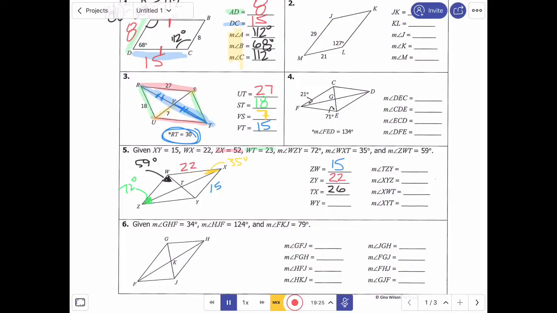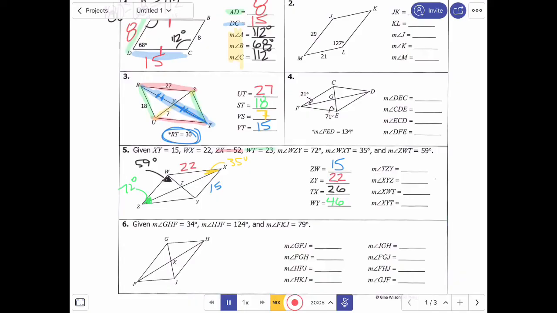With WT, however, WT is just a side of WY, but if I know that WT is congruent to TY, I'm actually going to multiply 23 by 2, or you could add another 23, because TY should also be 23 because these would be congruent to each other. So then for that whole diagonal, I get 46. And so there's all the side lengths that I need.